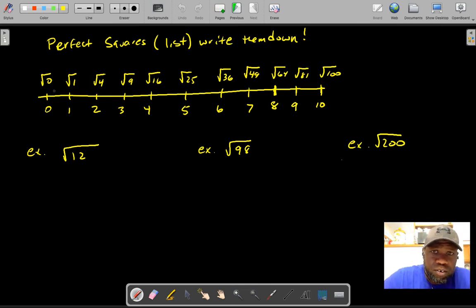Okay, so here's the list. The square root of 0 is 0, the square root of 1 is 1, the square root of 4 is 2. That makes sense because 2 times 2 equals 4. So we're basically taking 2 perfect squares and pulling it out to make it a whole number. Then we have 9, the square root of 9 is 3, then the square roots of 16, 25, 36, 49, 64, 81, and 100. I think you can get the idea of how square roots work.